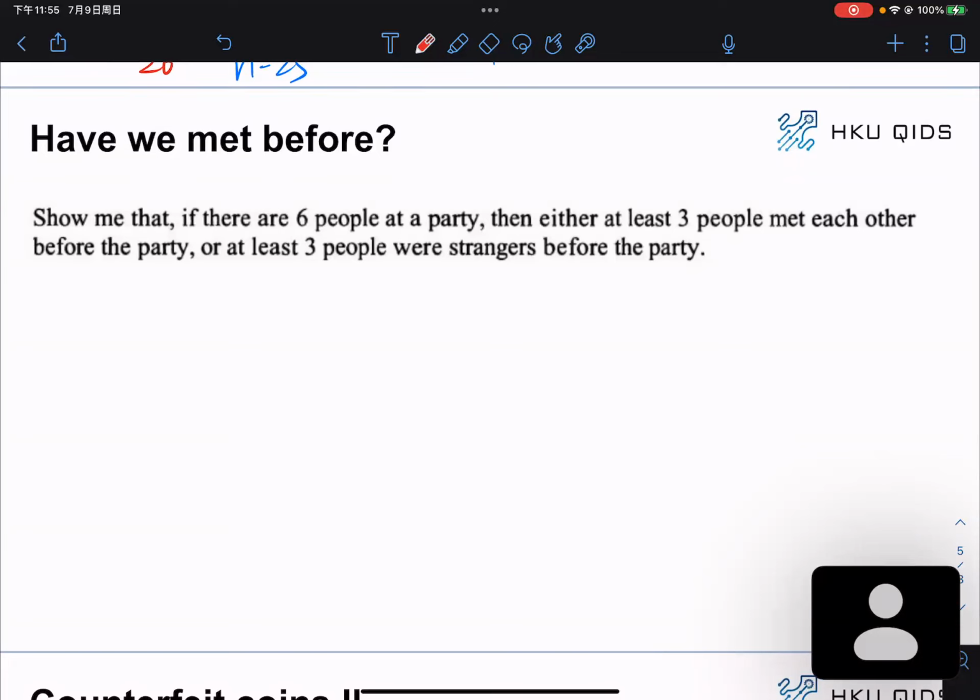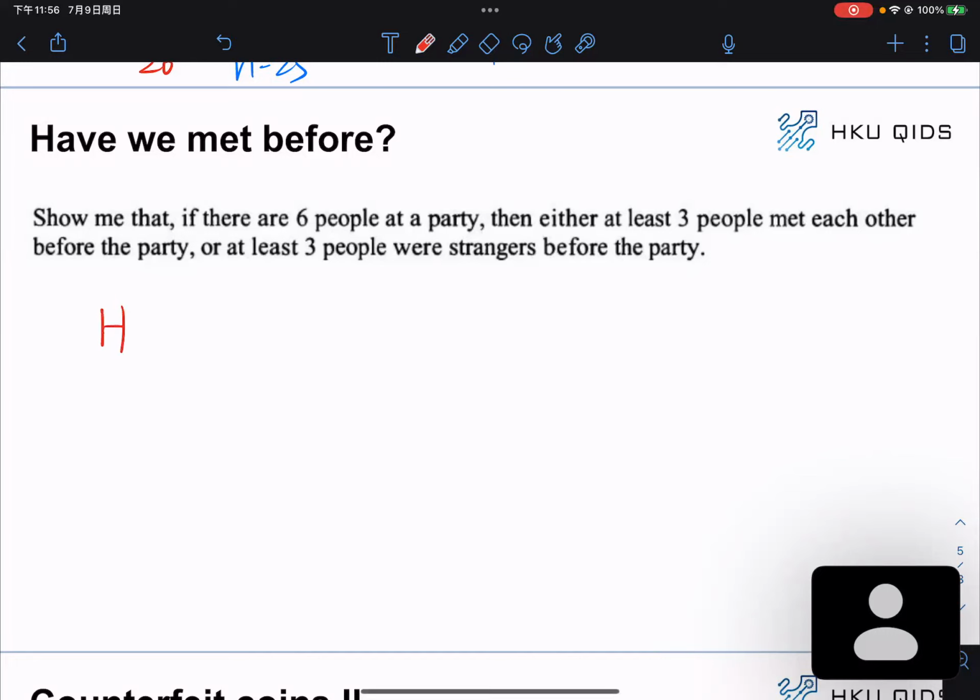So let's see the question. Show that if there are 6 people at a party, then either at least 3 people met each other before the party, or at least 3 people were strangers before the party. If you are trying to solve it from scratch, it's going to be hard, but it's also quite intuitive. If you guess, you can also say that this is correct, right? But it's easy to explain under the pigeonhole principle again.